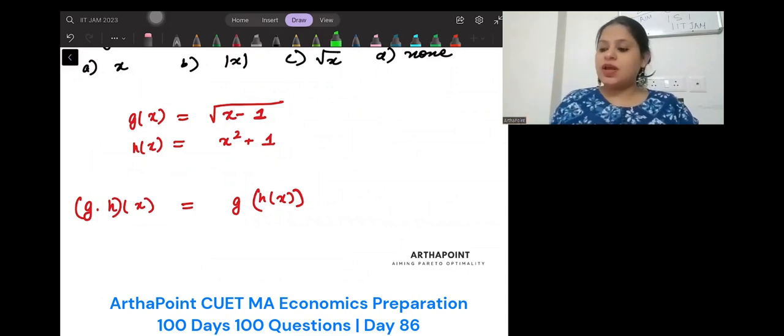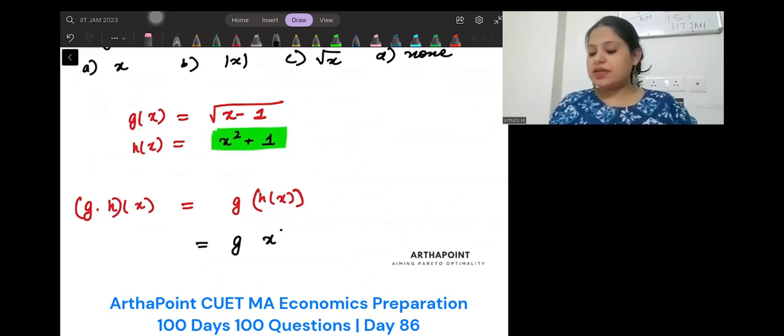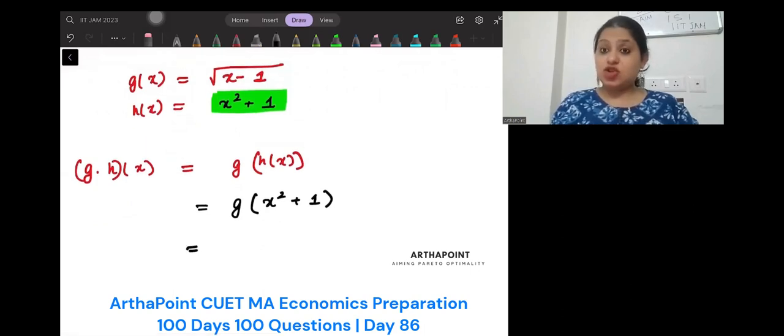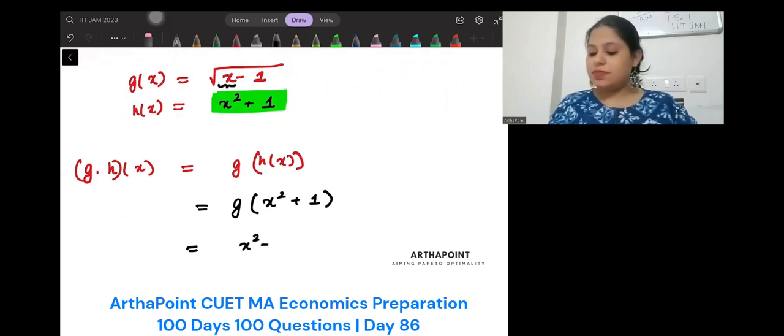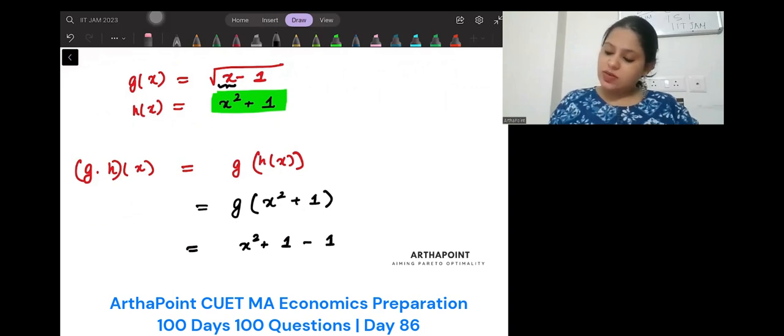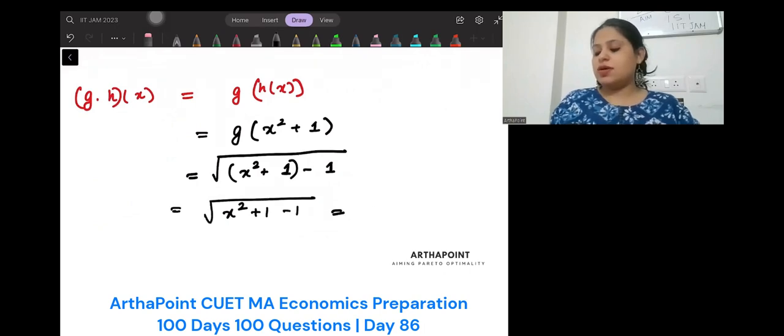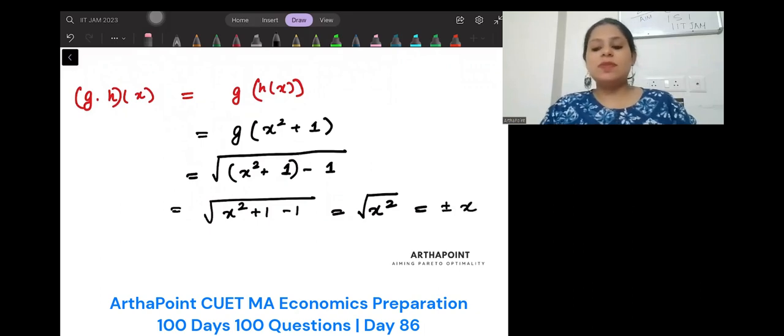So h(x) function is what, beta? h(x) is x squared plus 1. So this is going to be g of x squared plus 1. Instead of x in the g function, you have to put x squared plus 1. So instead of this, I should be putting x squared plus 1 minus 1 under root. So this is going to be root of x squared plus 1 minus 1, which is root of x squared. This is going to be plus minus x.